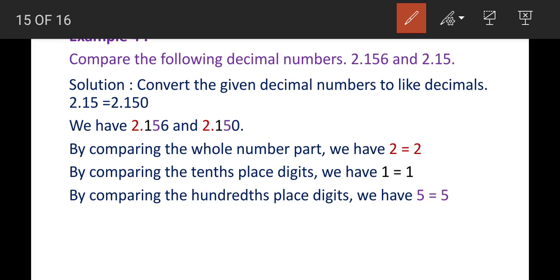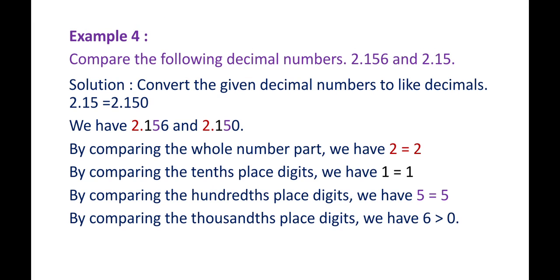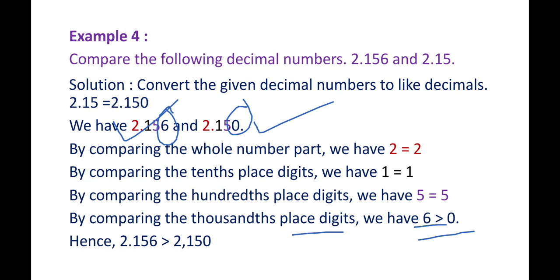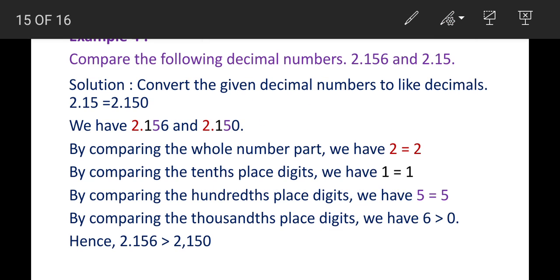Next, we have to move to the last place, that is the 1000th place. By comparing the 1000th place, we get that in the first number it is 6 and in the second number it is 0. 6 is greater than 0, so we can say that the first number is greater than the second number. So the first number 2.156 is greater than 2.150.